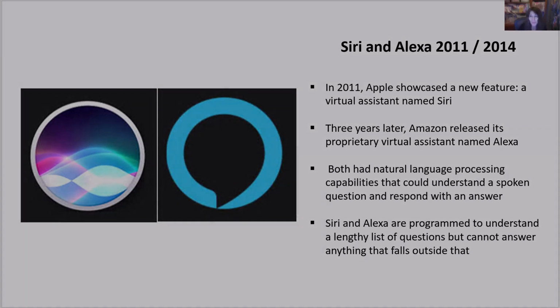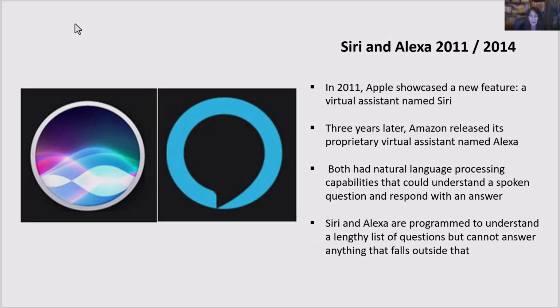2011, 2014, we have our virtual assistants, Apple's Siri and a few years later Alexa. Both had natural language processing capability that could understand spoken questions and respond with an answer. However, they were programmed to understand certain questions and could not answer anything outside of that.